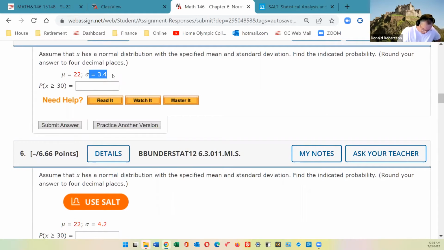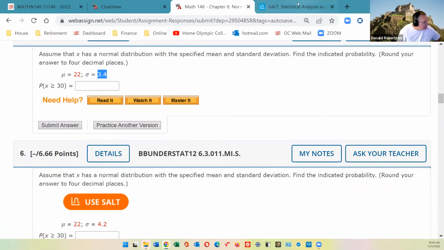And we want to know what's the probability that you pick a person at random and it's greater than 30. So if you wanted a story with us, imagine that you had a class where the average age was 22 and that the standard deviation was 3.4. What's the chances that you pick somebody from that class and they're older than 30? Right? So if you wanted a story attached to that calculation, that would do it, right?